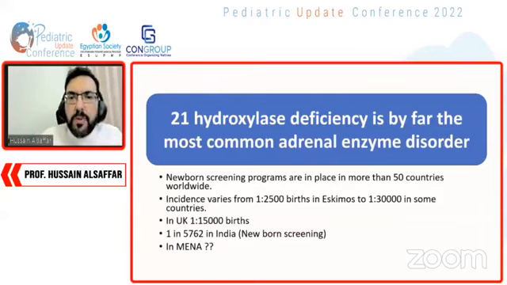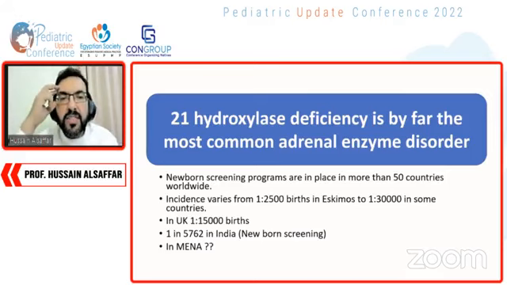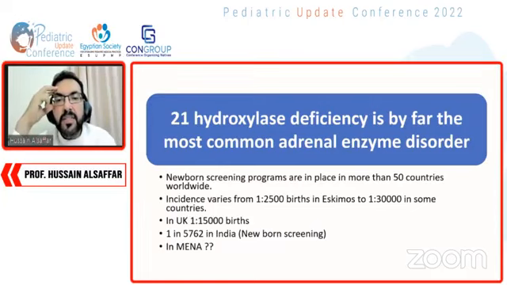A newborn screening program is in place in more than 50 countries so far worldwide. The Endocrine Society produced a guideline in 2018, which is adopted by the SP and other societies. So basically, there is a recommendation that newborn screening should include 17-hydroxyprogesterone to detect early cases that could present with severe CAH.